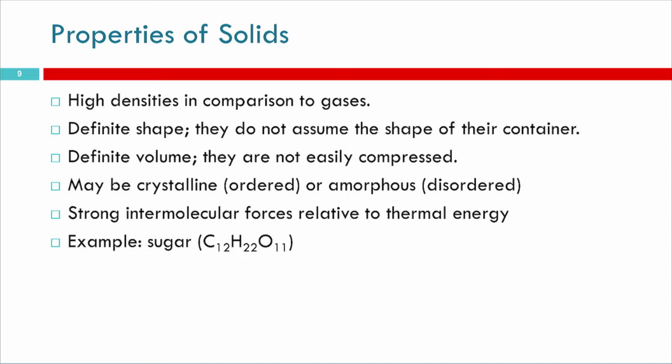Solids now are our most dense type of matter. They have high densities in comparison to gases again. Density of solids, not necessarily higher than that of liquids, but most of the time it is. Definite shape, right? They don't assume the shape of their container. They have their own shape. When you set your phone on the table, it doesn't drip off the table. They have a definite volume.